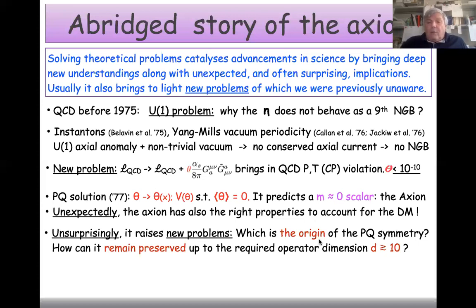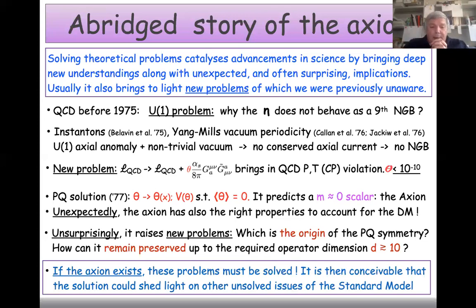This symmetry must be respected to a very high degree of accuracy, and this is related to the very small value allowed for the theta parameter. Any small breaking of that symmetry will produce a theta larger than the phenomenological limit. A question is how this symmetry can remain preserved up to the required operator dimension, which is around 10. We know that there are accidental global symmetries in the standard model, also not spontaneously broken, but that's not the relevant point. We know that they are broken at dimension 5, in the case of lepton number, or at dimension 6 in the case of baryon number.